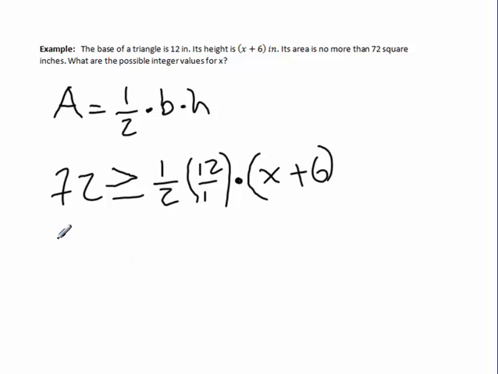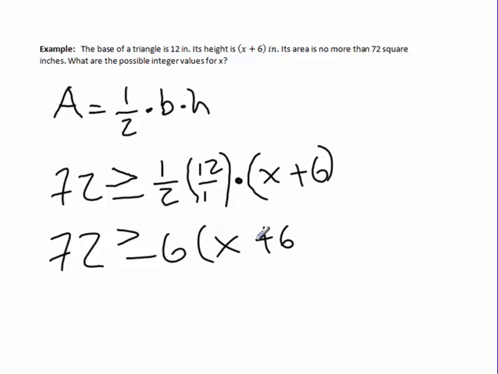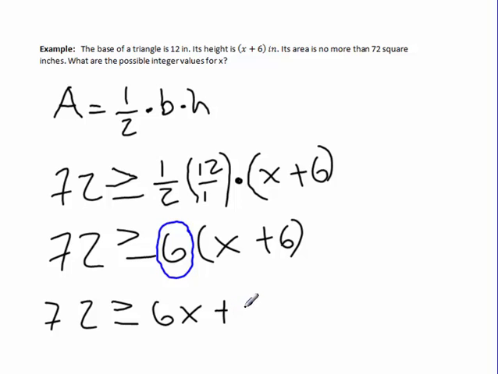What's 12 divided by 2? 6. Good. It's still 72 is greater than or equal to 6 times x plus 6. And Vinny, what do we do? Here's your hint. 6 times x plus 6. Distribute. Nailed it, Vinny. Good job. So I have 72 is greater than or equal to 6x plus 36.